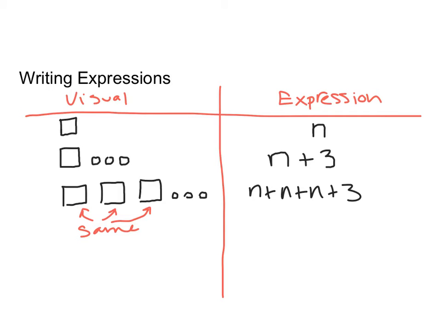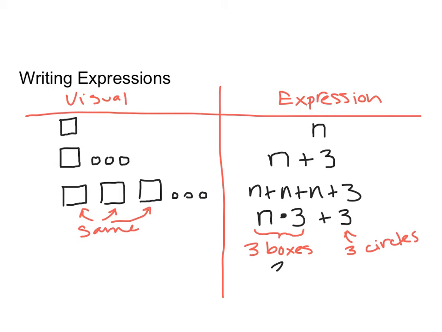So we know that since all 3 are the same, we could say that we have n times 3, because there's 3 of those boxes, 3 identical n's, and then plus the 3 units. Or sometimes in algebra, you'll even see the fact that there's 3 of those boxes, 3 of that variable, written as just 3n, right next to each other with no symbol in between.